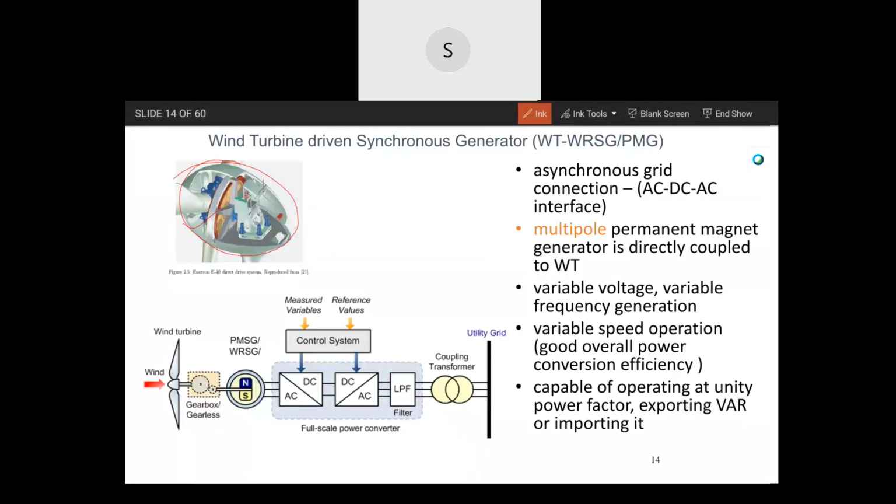Gear is problematic. In a SCADA, mostly they get the alarm for the gear oil. Gear oil is there for the lubrication. Temperature needs to be monitored, and if it goes up, with the alarm they have to switch off. Remotely, they do that. So, variable voltage, variable frequency operation, and because of variable speed operation, efficiency is high. And since you have an inverter, a grid-tied inverter, it can be controlled for any desired power factor. So importing or exporting reactive power is possible here.